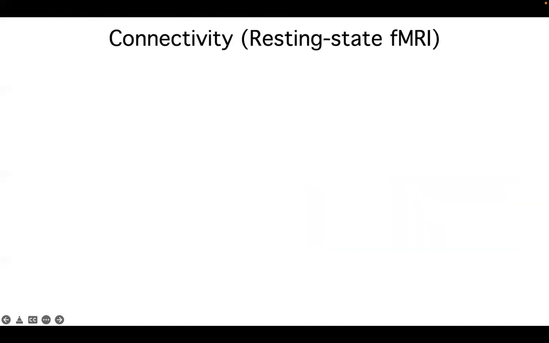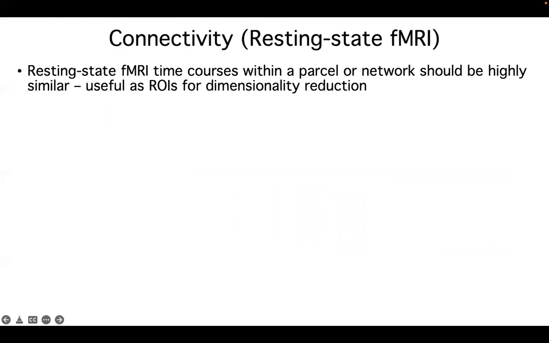To evaluate connectivity, we can use the resting state functional MRI. As voxel level analysis is too computationally expensive, area-level parcellations are normally used to define the region of interest for dimensionality reduction. So we expect the resting state functional MRI time courses within a parcel or network to be highly similar. We can use homogeneity as a metric.